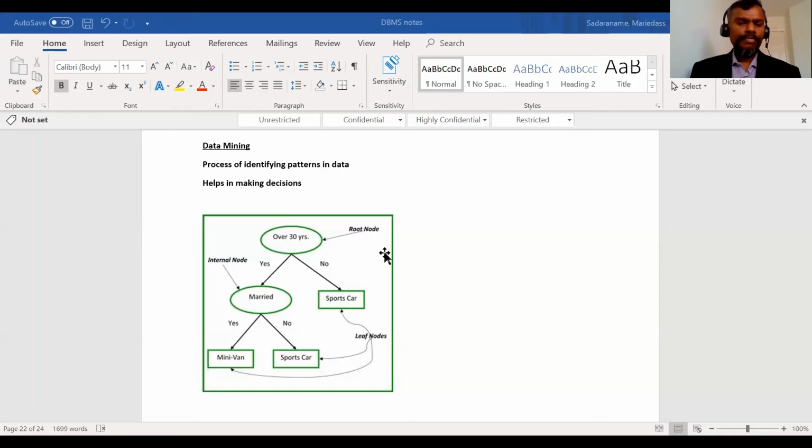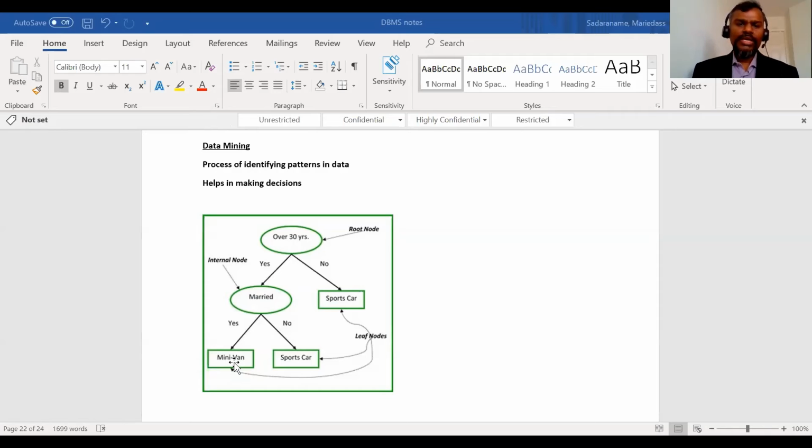So that's basically what data mining is. Data mining helps you pick up a certain pattern from the data warehousing data. Make sense? In simple terms, it identifies a certain pattern. The pattern here is that most of the people over 30 years who are married and have children bought a minivan. It identifies a pattern in the data and then comes up with a decision tree. That's called data mining.